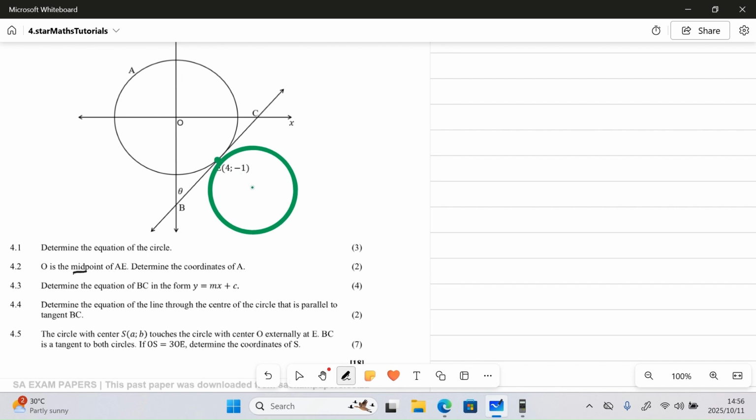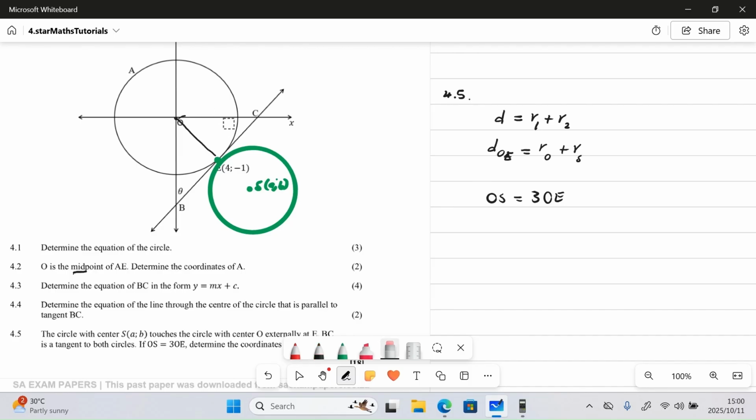So the circle is centered at S. The coordinates of S are (a, b). The two circles touch each other externally. So we must remember that OS is 3 times OE. So let's find OS, the distance between the two centers.